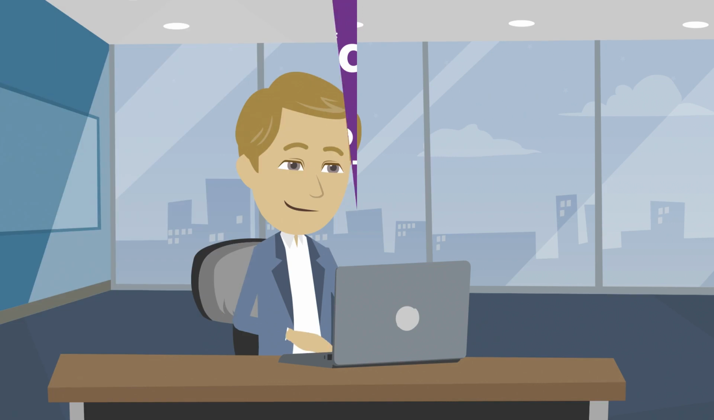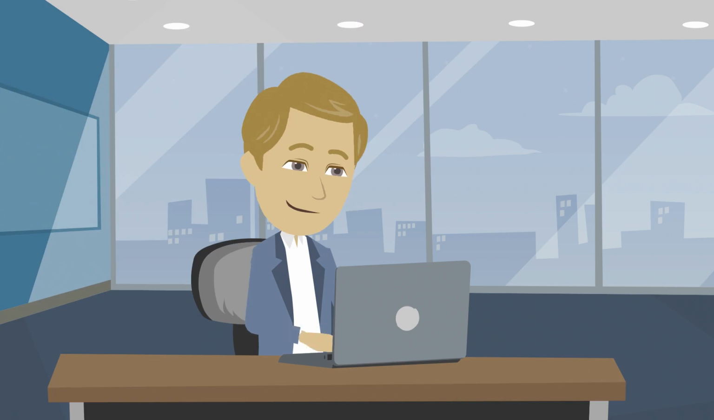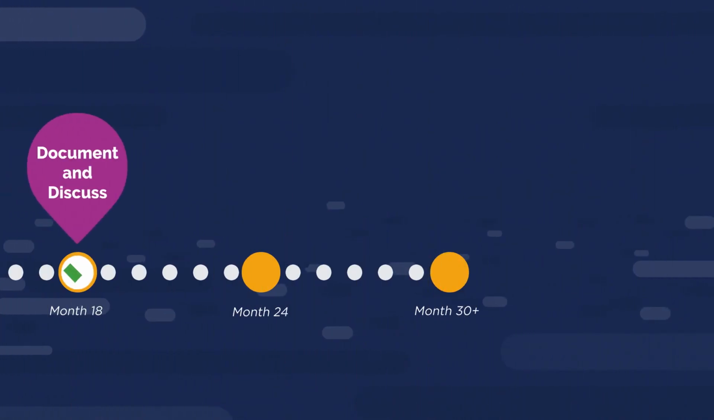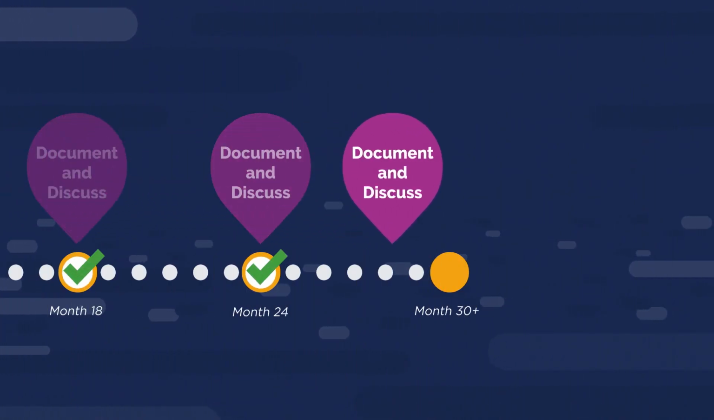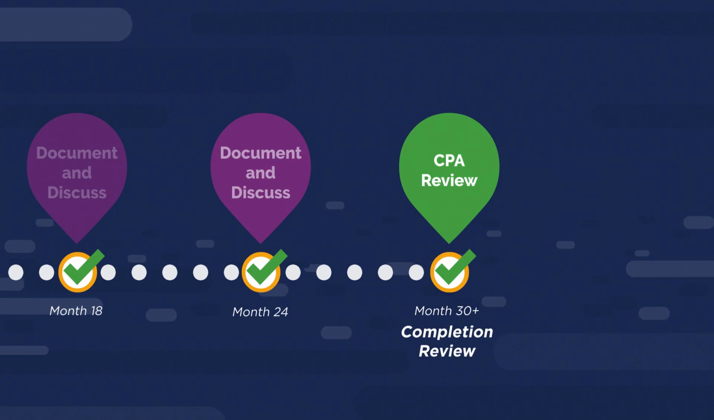This video will show you how to prepare for submitting your completion report for CPA review. Jason has met the minimum 30 months of eligible duration and is getting ready to request a CPA review for completion by performing the following steps.